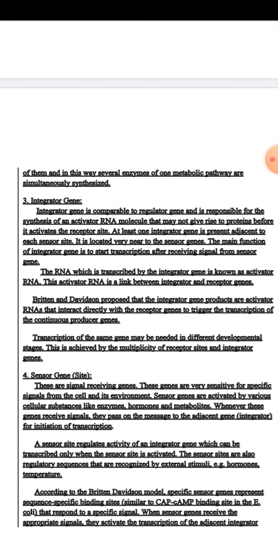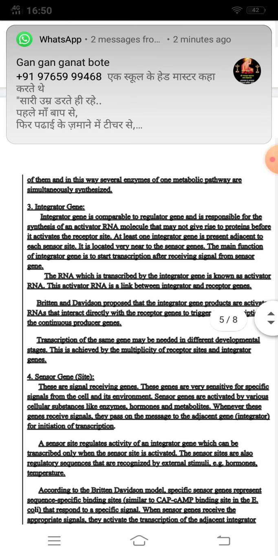Then next is the integrator gene. Integrator gene is comparable to regulator gene and is responsible for the synthesis of an activator RNA molecule that may not give rise to proteins before it activates the receptor site. So at least one integrator gene is present adjacent to each sensor site or sensor gene. It is located very near to the sensor genes.